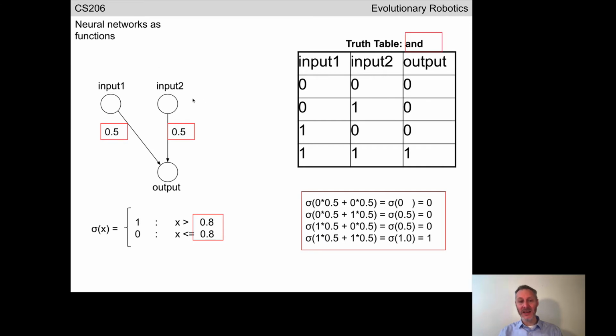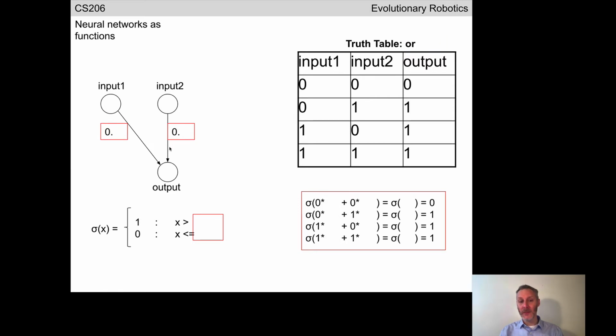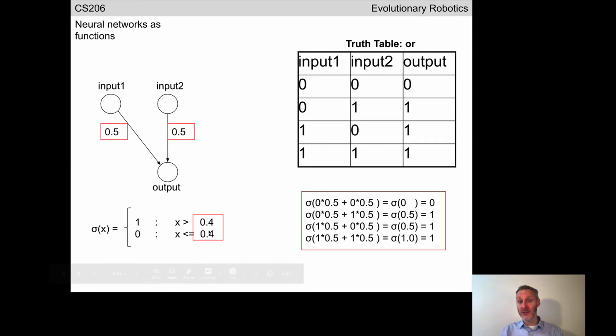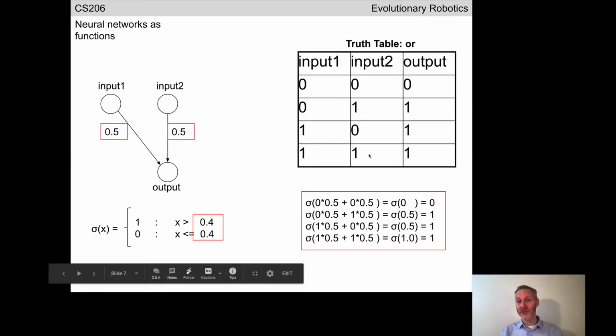We saw how we can take the same architecture, meaning the number of nodes, the number of edges, and the way those edges are wired up. We can take the same 3-node, 2-edge network architecture and assign different values, 0.5 as the weights again, but having a different value for our threshold. That computes the OR function.